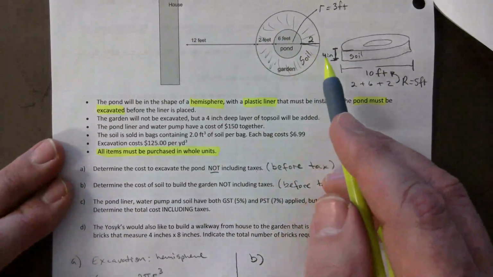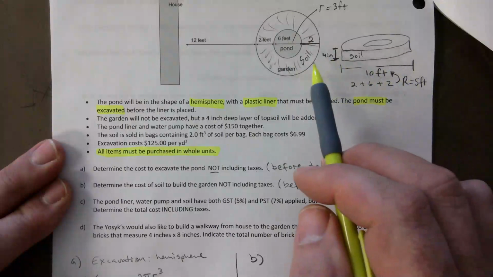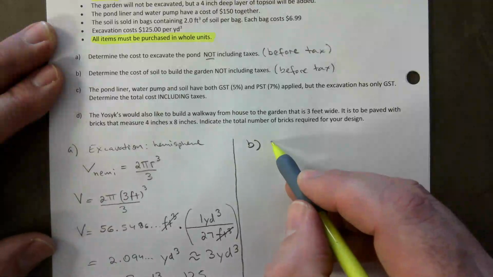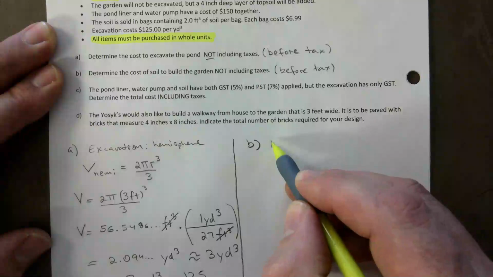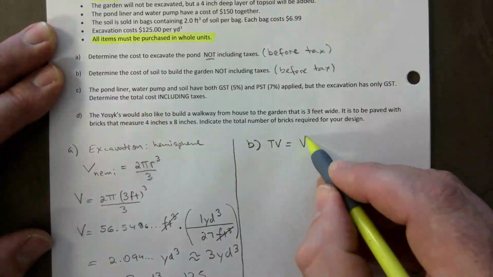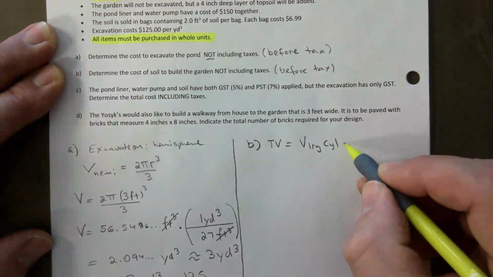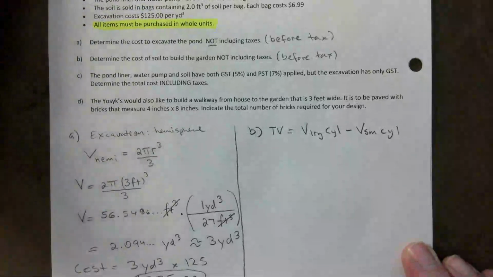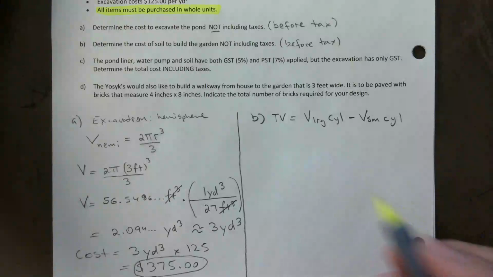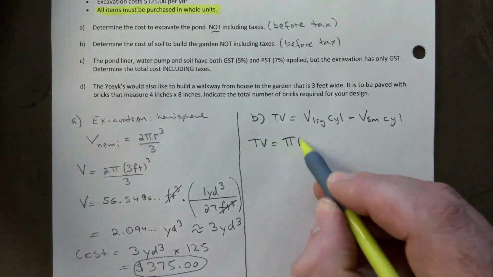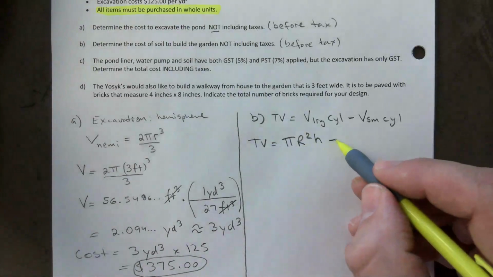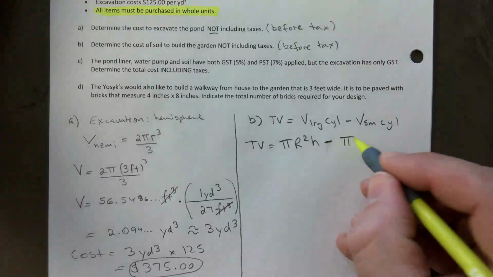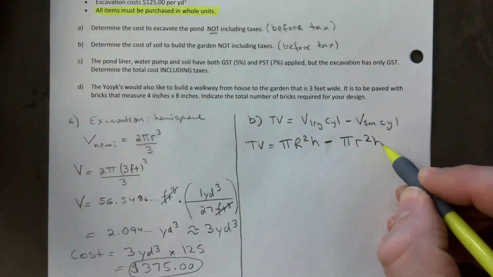What's the problem there with the units though? Feet, inches? I'll show you a way around it. I hope I'm not going too fast here. But to know how many bags of soil I need, total volume is the volume of the large cylinder minus the volume of the small cylinder. So total volume is going to be pi R squared times height, not adding, subtracting, minus pi lowercase r squared times height. Those are the formulas I'm going to be using.